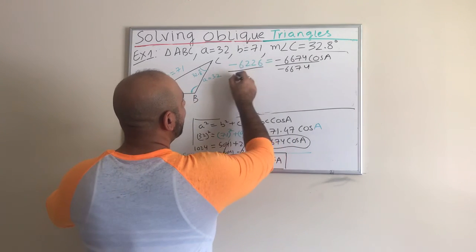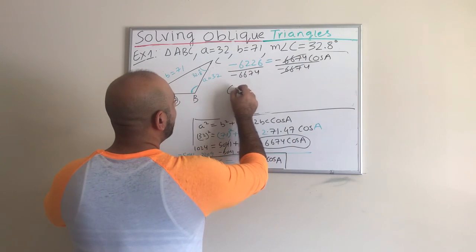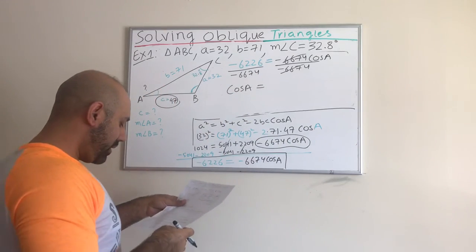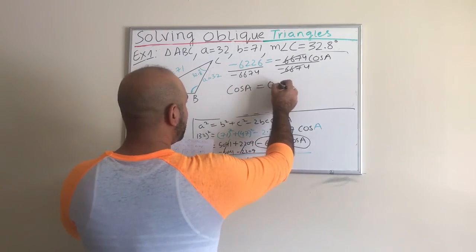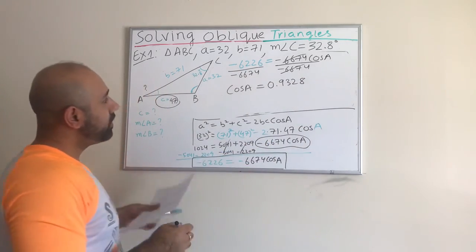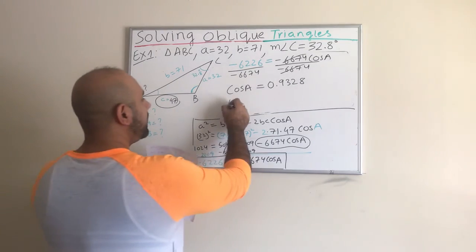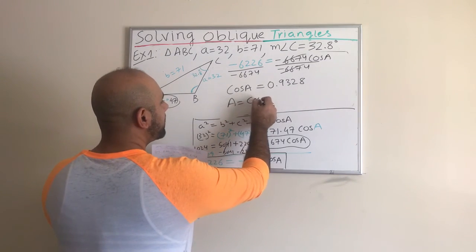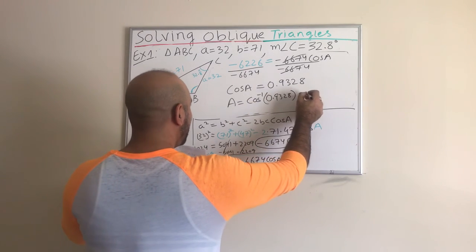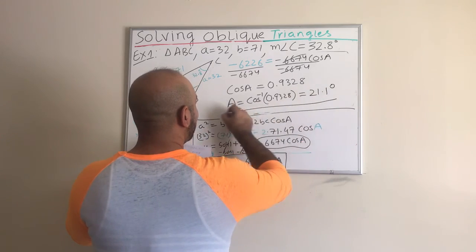If I divide the right hand side, I will divide the left hand side as well. This crosses out, so I have finally cosine of A, and I simplify this using my calculator. What do I get? Let me go up to 4 places, 0.9328. So from here, guys, to get A, we have to use the cosine inverse key on our calculators. So A is cosine inverse of 0.9328, and I got close to 21.1 degrees. Okay, that is the value for A.